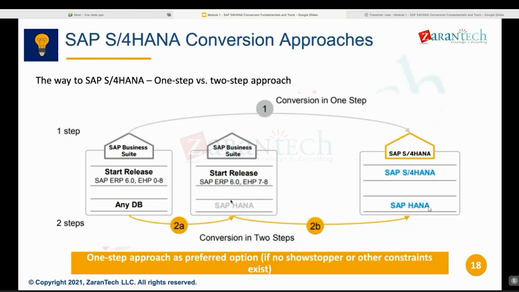As I said, ERP on HANA, only EHP 7 and 8 are available. The rest of the components don't support it. So you take it to this level. So this is the conversion in two steps. First, you move to HANA, you wait for some time, maybe 6 months, you validate it, and then you move it to SAP S4HANA. Then you do the conversion option.